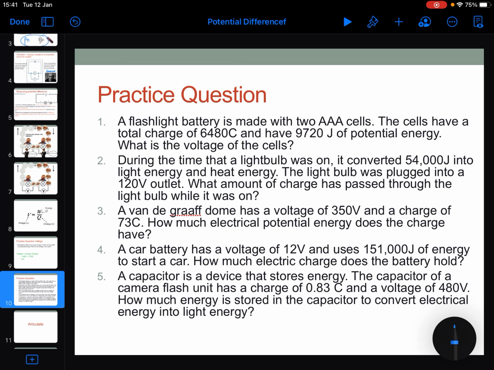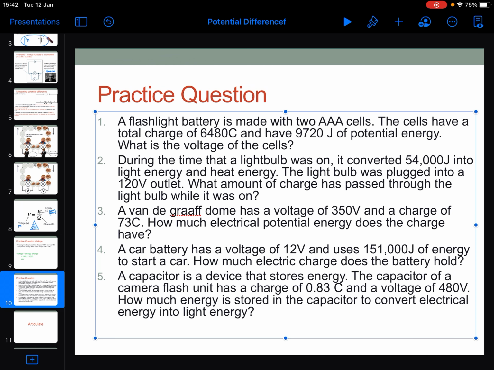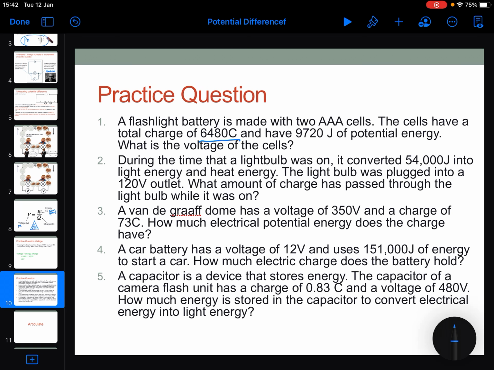Okay, assuming everyone has had a go at those questions, let's go through the answers. Question number 1, a flashlight battery made with 2 AA cells, with a charge of 6,480 and 9,720 of energy. What's the voltage? Voltage is energy divided by charge, 9720 divided by 6480 equals 1.5. And it's voltage, so it's measured in volts.